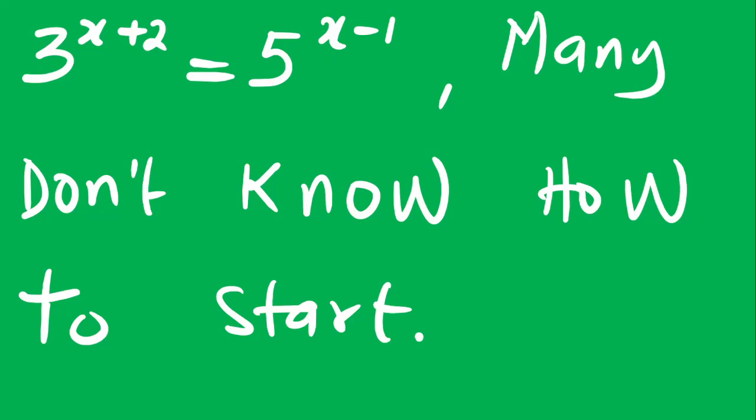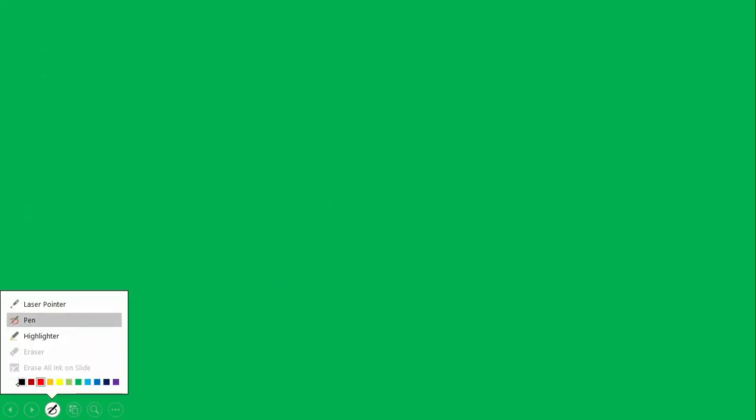Now we want to solve this particular problem where you have 3 to the power of x plus 2 is equal to 5 to the power of x minus 1. So now let's begin. Now we have 3 to the power of x plus 2 is equal to 5 to the power of x minus 1.